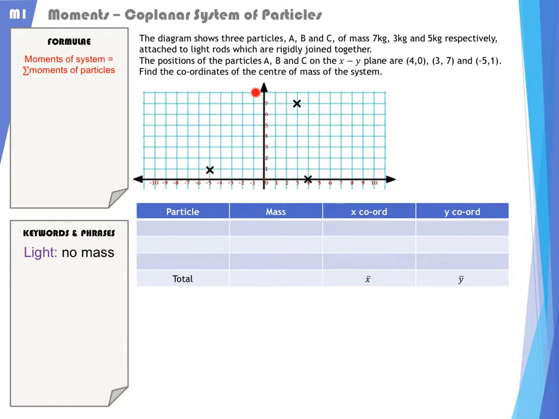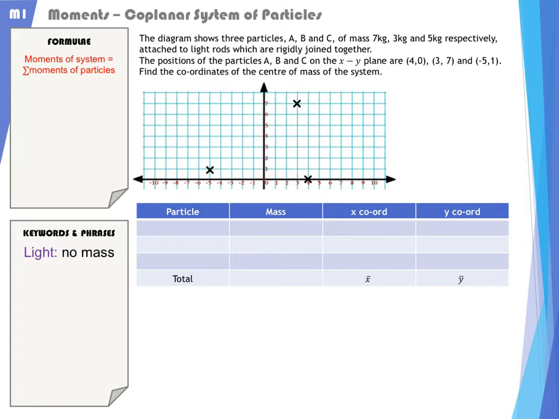So we've got a diagram here showing three particles A, B and C, and they've got masses 7, 3 and 5 respectively. Remember, this word respectively means A is 7, B is 3, C is 5. And they're attached to light rods, and this word light means that they've got no mass, so the rods themselves don't have any mass, and obviously rigidly joined together just means that it's not going to change position in any way. We're given the coordinates of those particles within the plane, and all we've got to do is find the coordinates of the centre of mass of the system.